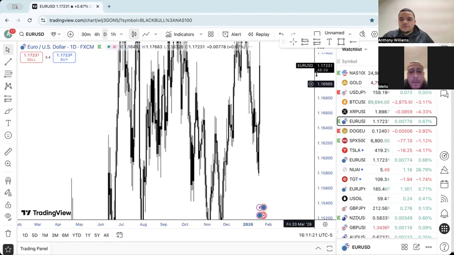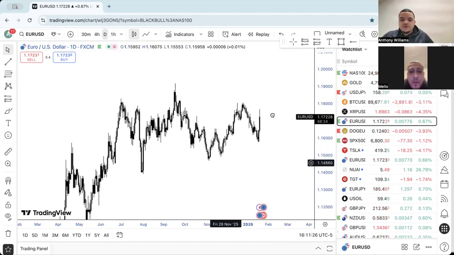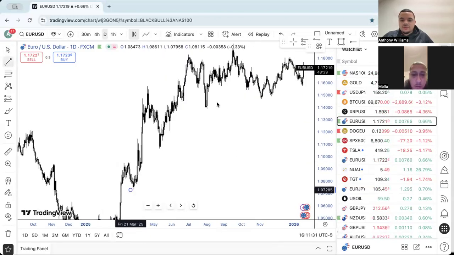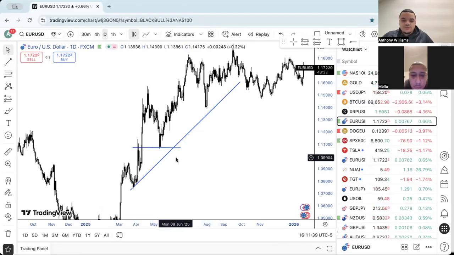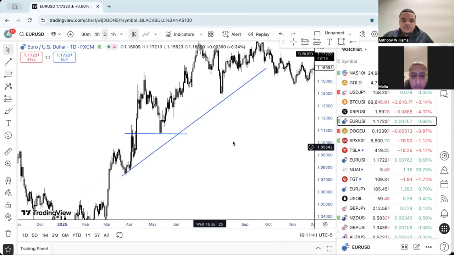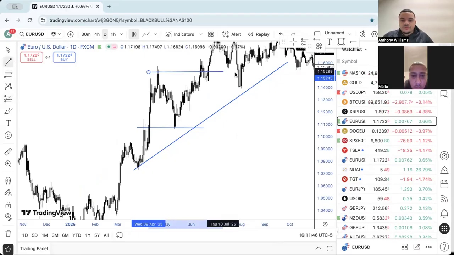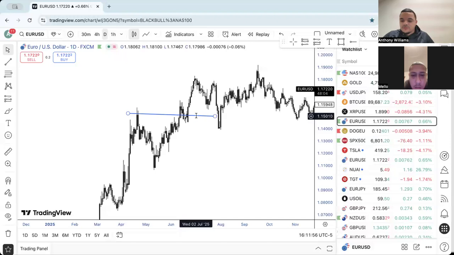Since we're on Euro USD, this is the daily time frame. Do you understand uptrends and breaking structure? Somewhat. Basically, like this, let me zoom in. We're breaking structure, breaking structure. We're just going up and up and up. So we know that we're in buys.